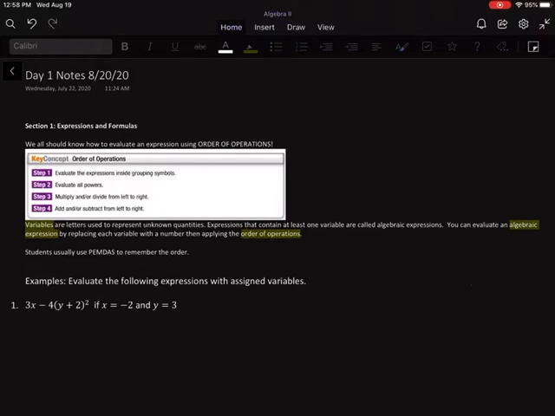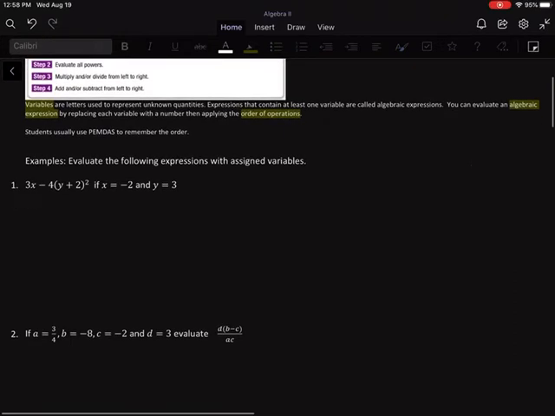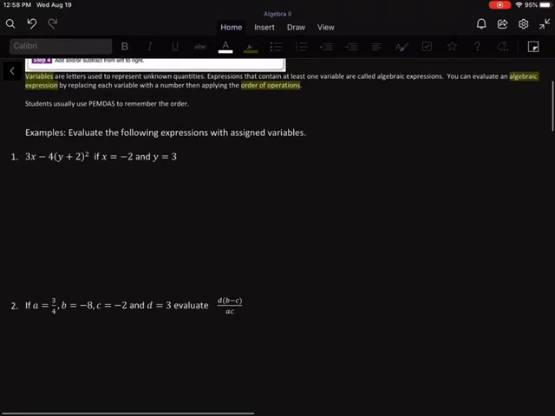We're going to go into day one notes here. Expressions and formulas is section 1. This is pretty basic. A lot of our first chapter is a review of Algebra 1. So, just a few things here. Evaluate the following expressions with the assigned variables.